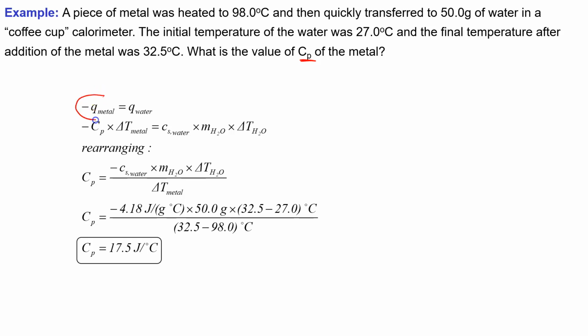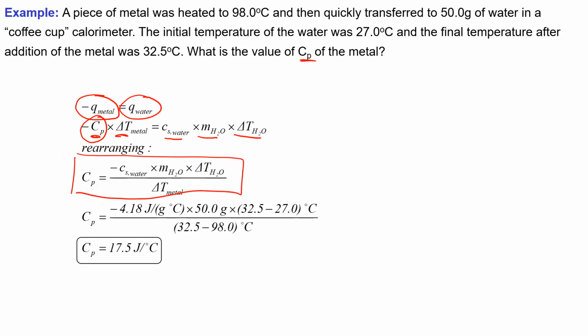So the negative of the heat lost by the metal will be equal to the heat gained by the water. And the negative of the heat lost by the metal will just be the heat capacity of the metal multiplied by its change in temperature. And the heat that is absorbed by the water is just going to be equal to the specific heat of the water multiplied by the mass of the water multiplied by the change in temperature of the water. So I hope you can see that there's really only one thing that we don't know here, and that's the heat capacity of our piece of metal. So we can rearrange and get this expression for the heat capacity of our piece of metal, and then we just put our numbers in, making sure that we have no issues with our units, and we're going to get the heat capacity for our piece of metal.